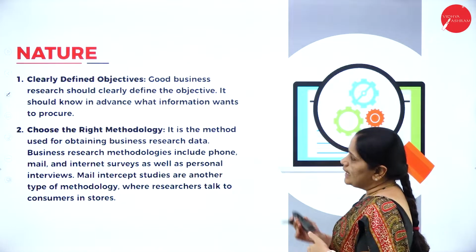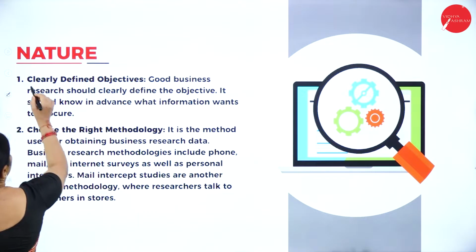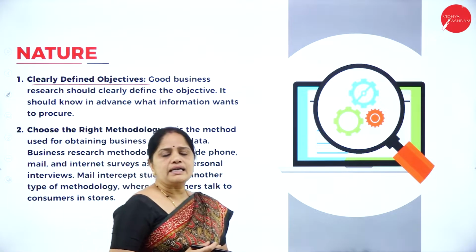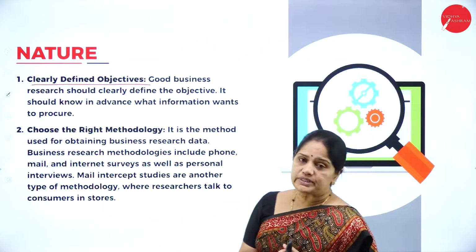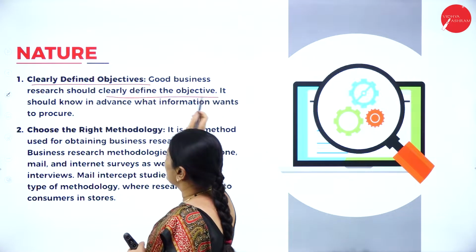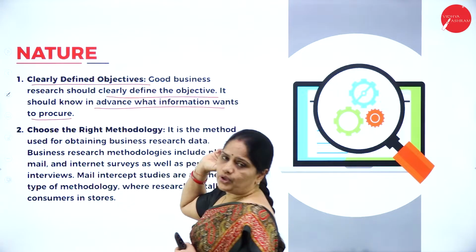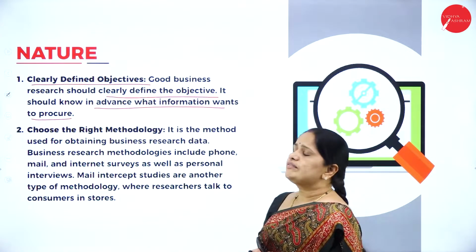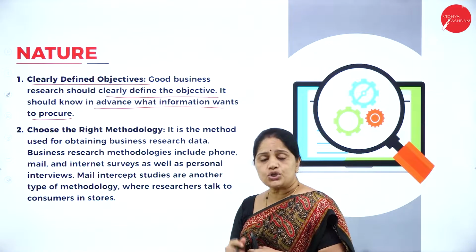Now, next, let us look into the nature of research. The first one is clearly defined objectives. When we are undertaking research, the first thing is we should know clearly what the objective of the research is. Good business research should clearly define the objective. It should know in advance what information it wants to procure. Whenever the business is undertaking research, it should clearly define the objective, and know in advance what information it wants to procure.